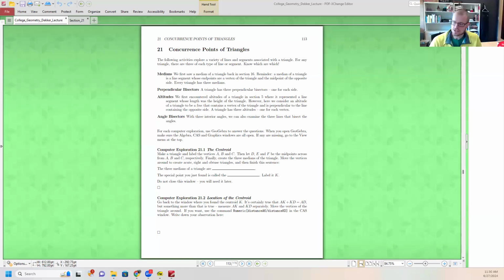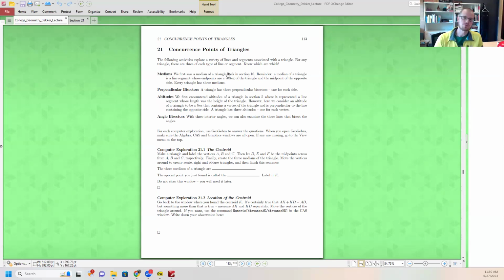Welcome to the office. We want to take a look today at section 21 on concurrence points of triangles. And to discuss our concurrence points, we want to look at 4 different lines that we can add to triangles. For each of these things, so for medians, there are 3 medians that we can add to each triangle, 1 for each side. Well, pair of side and corners, actually.